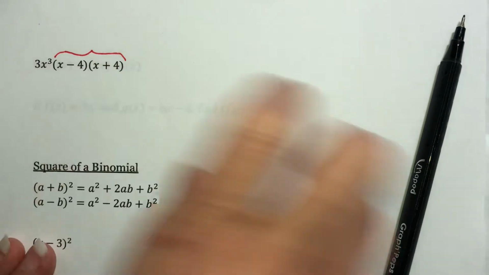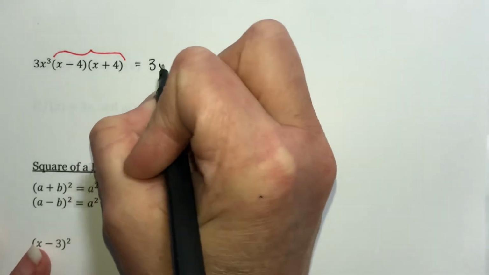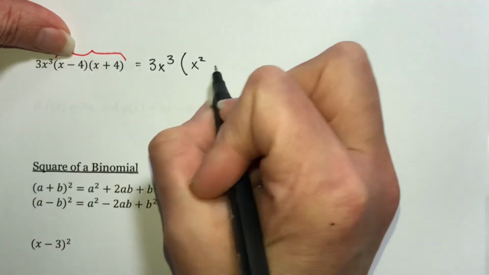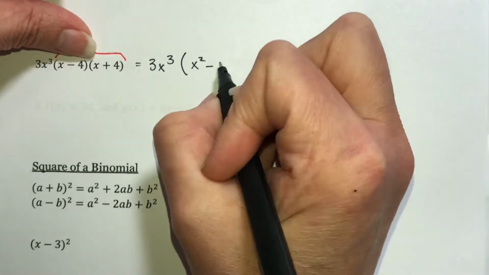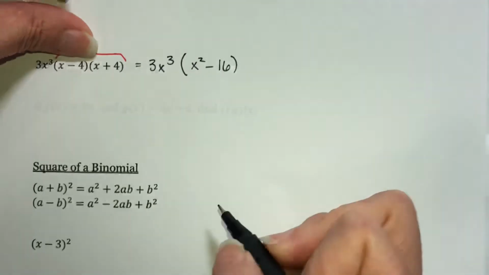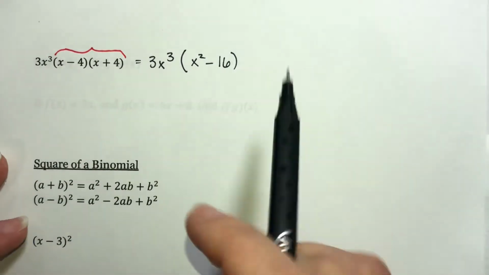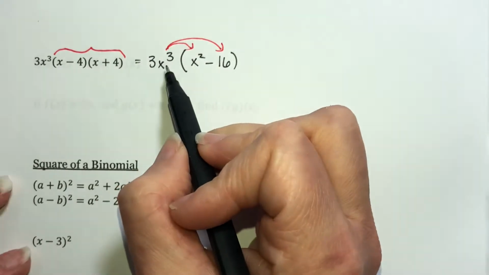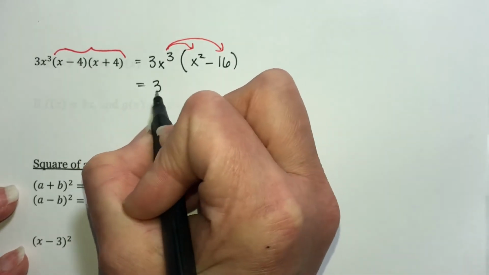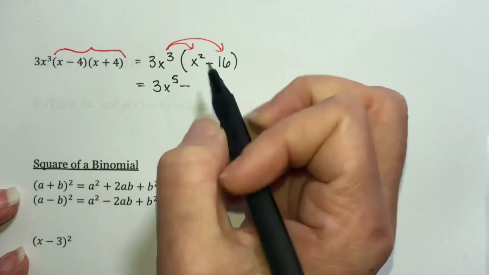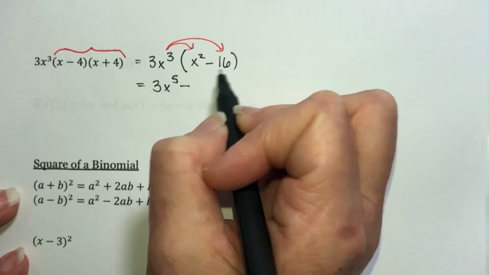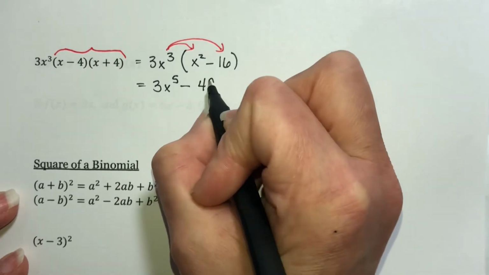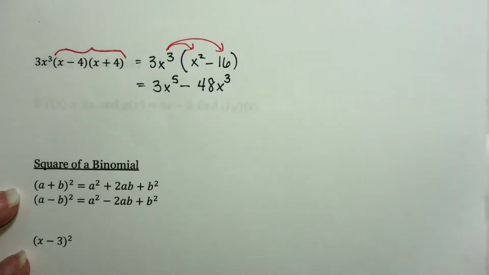If I multiply these 2 together first, I still have that 3x cubed, and I'm going to multiply that by, you square your first term, so x squared, it's always a minus, square your second term, which is 4, so 4 squared is 16. Now to complete this problem, I just need to distribute here. So I have 3x cubed times x squared, which is going to give me 3x to the 5th, minus 3x cubed times 16. Well, the minus is already here. And so 3 times 16 is 48. So you have 48x cubed.